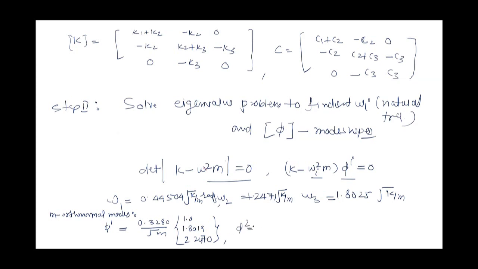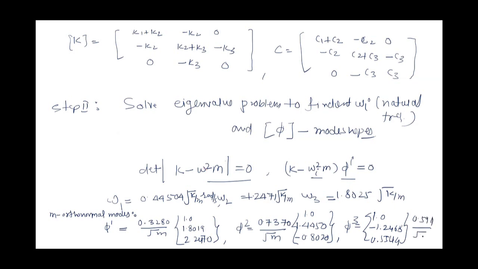This second mode was 0.7370 over under root m, and this is 1, 1.4450 and minus 0.8020, and our third mode was 1, minus 1.2468, and this is 0.5544, multiplied by 0.5911 over under root m.